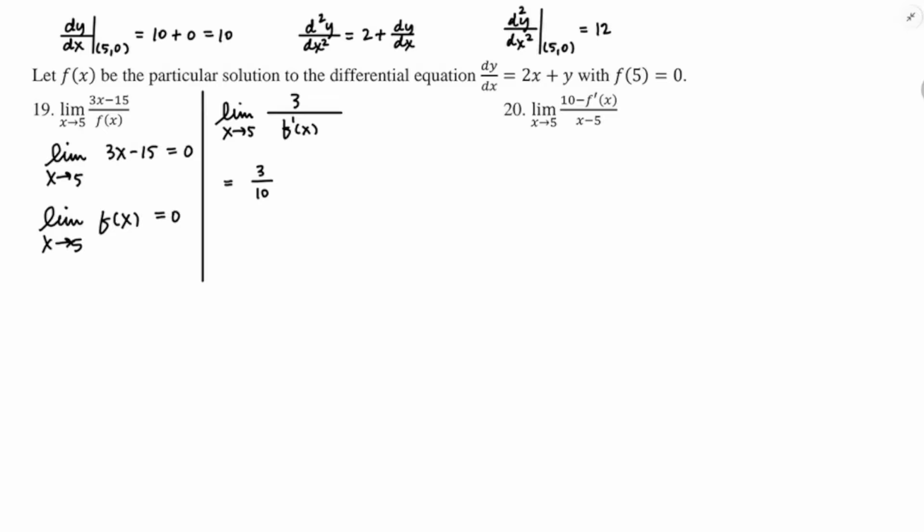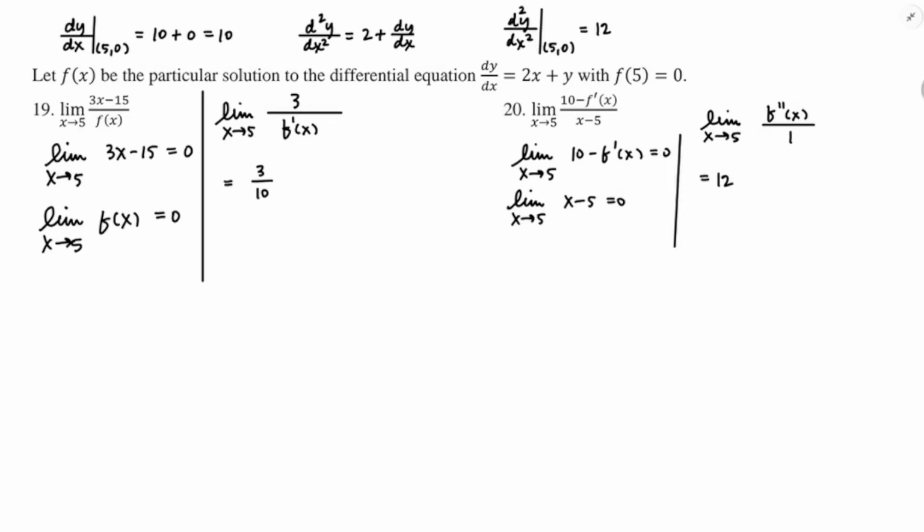And for number 20, I'm going to have 10 minus f prime of x. Okay, well, that's going to be approaching 10 minus 10, which would be 0, divided by x minus 5, also approaching 0. I need to apply L'Hopital's rule. Okay, so I'm going to take the derivative of the top and the bottom separately, and I would get the limit of f double prime of x divided by 1. Okay, f double prime is approaching 12. 1 is staying 1, so this limit is going to approach 12 over 1, and that's going to be 12.